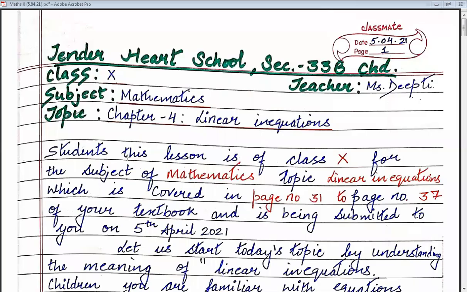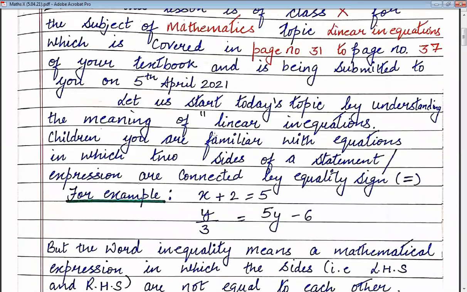Good morning, students. This lesson is of class 10th for the subject of mathematics, topic linear inequations, which is covered in page number 13 to page number 37 of your textbook and is being submitted to you on 5th April 2021.